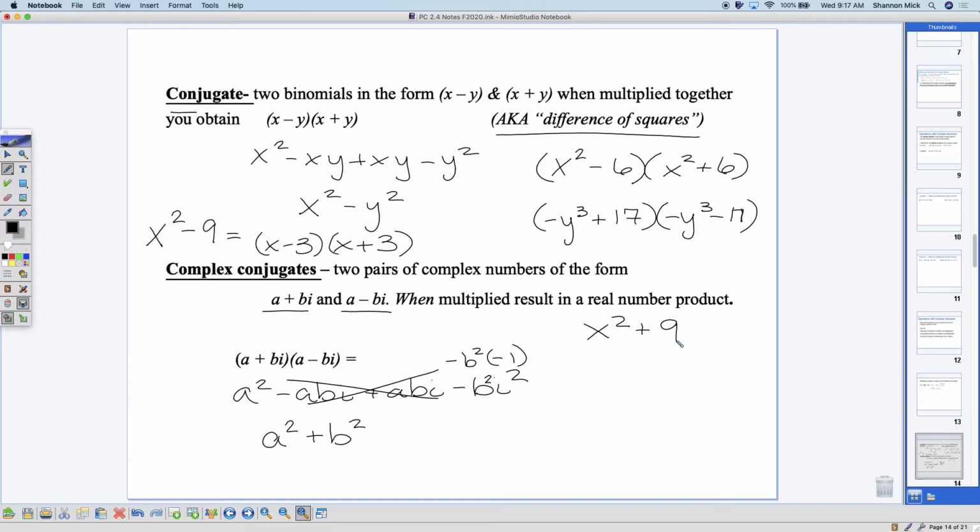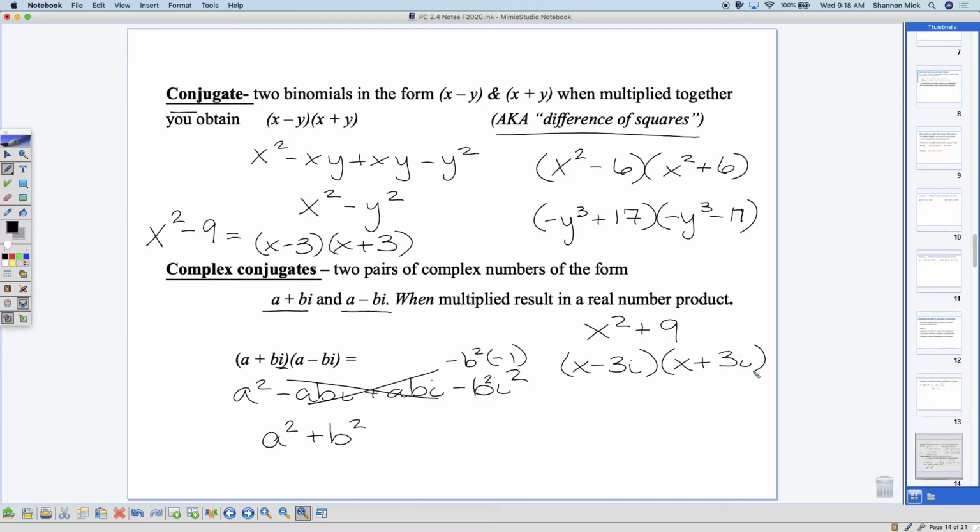All you have to add in there is a what? An i. Because both are squares, right? So you have x minus 3i and x plus 3i, because that i and that i is going to be a negative 1 and turn it back to a positive. So it is possible to factor the sum of squares.